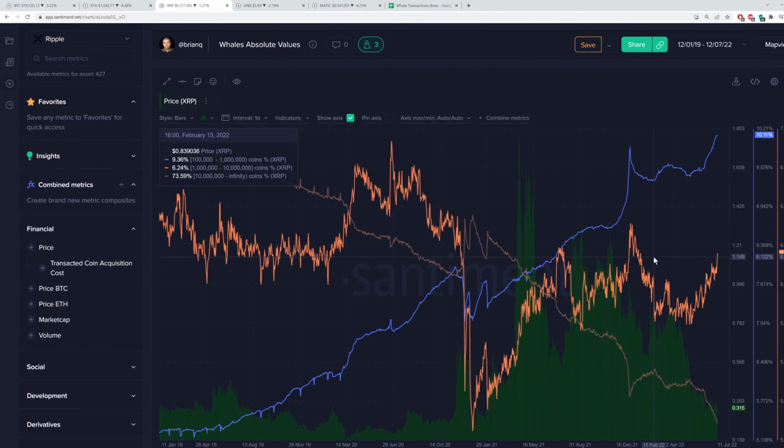But all things considered, it looks like ever since early May, a little over a month ago, we started to see a pretty big accumulation from the orange line, which is a pretty good sign if and when Bitcoin starts to stabilize and altcoins have a chance to begin to surge again. So pretty good look here for XRP.